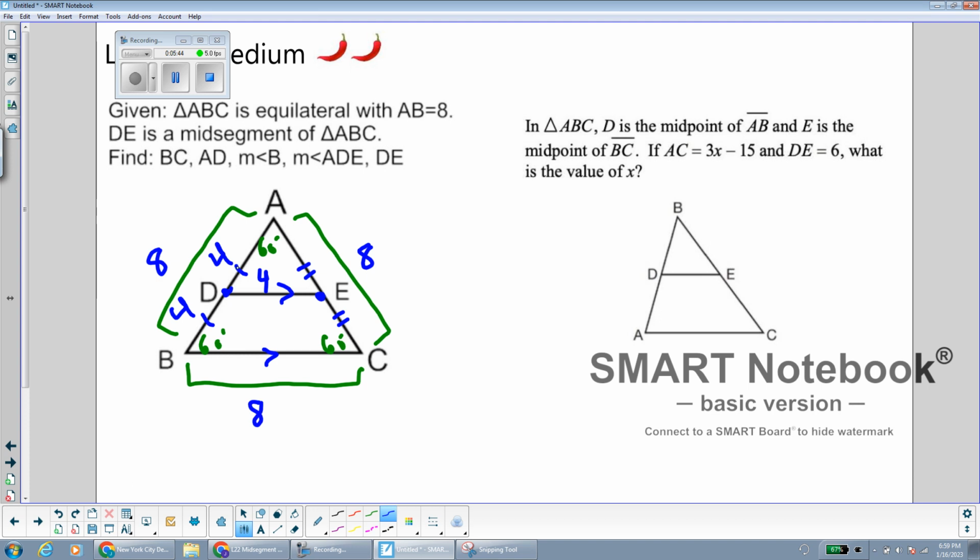So AD is 4. Measure of angle B is 60 degrees, since triangle ABC was equilateral, all three of its angles are 60 degrees. Measure of angle ADE.